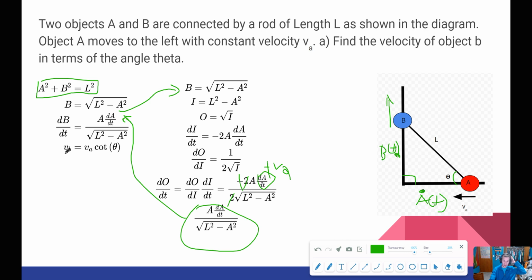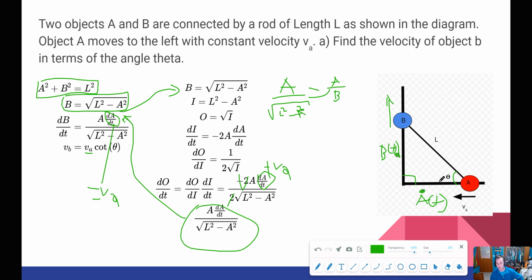So then how in the hell do we get cotangent? What is going on here? Well, we know that dA dt is equal to v sub a. So that's right here. Then we have a over the square root of L squared minus a squared. Oh boy. Okay. Well, we know what L squared minus a squared is. That is b, so you can plug that back in. A over b.